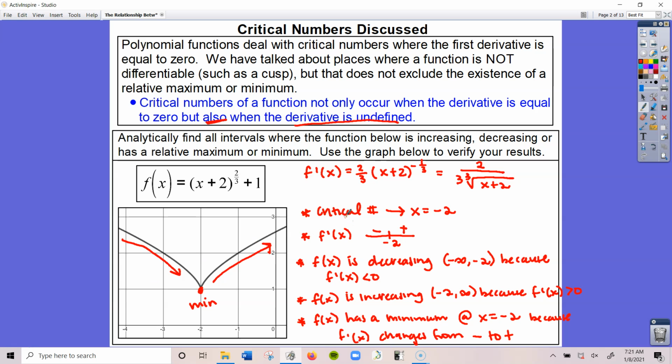So again, this is just to emphasize the fact that our critical numbers occur not only when the derivative is 0, but also when the derivative is undefined.